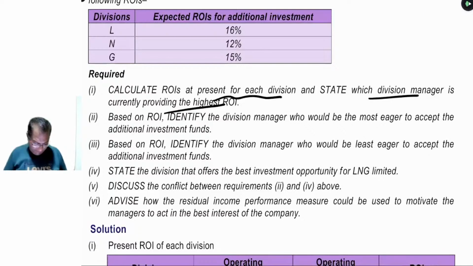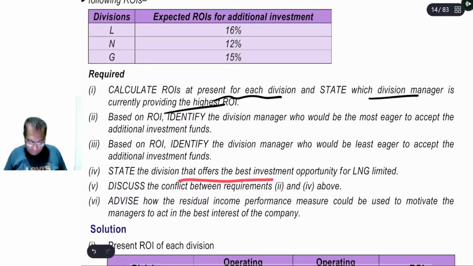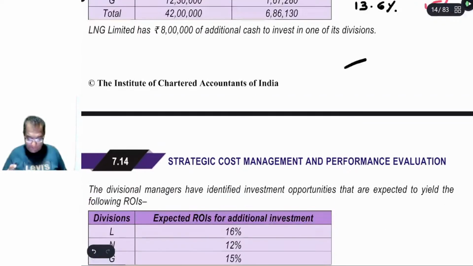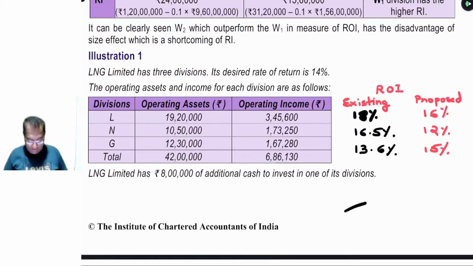investment decision. ठीक है? State the division that offers the best investment opportunity for LNG Limited. कंपनी के व्यू पॉइंट से सबसे बेटर अपॉर्चुनिटी कौन हमें प्रोवाइड कर रहा है? So definitely company ROI is 14%, while department L is providing you 16% ROI on this new additional investment. Therefore, from company's perspective, department L is the best one.